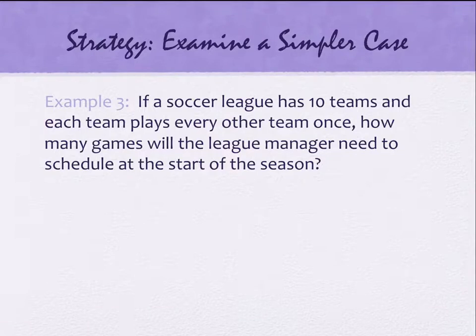The first one that we're going to look at today, number 3, says: if a soccer league has 10 teams and each team plays every other team once, how many games will the league manager need to schedule at the start of the season? I gave an example last time of a strategy where sometimes it's easier to use fewer examples, in this case fewer teams, and figure out what the pattern or process is, and then generalize it to more. We're going to examine a simpler case. So the case we're going to examine is what would have happened if we only had 3 teams.